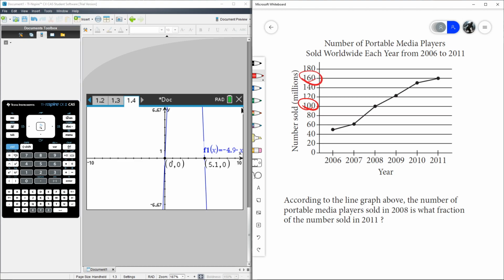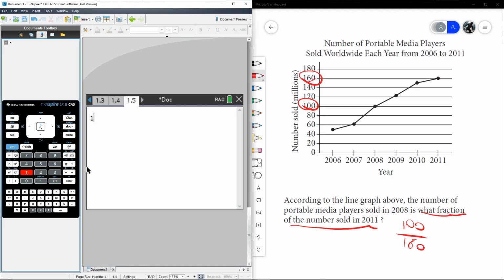So this is something that could easily be done in mental math, but I just want to demonstrate a useful feature that these calculators have. I believe all calculators I've shown in this video so far, including the older generations, have this feature. So in this case, you want to see 2008 over 2011, which will be 100 over 160, and you want to reduce this to a normal fraction. We could do this through mental math. However, if we go to calculator, if you just type in 100 divided by 160 and you just hit enter, it'll give you the fraction right over there, 5 over 8. And so that's a good way of simplifying fractions.